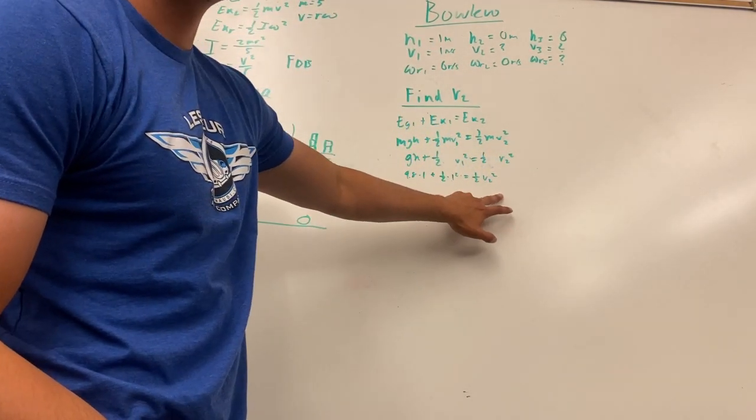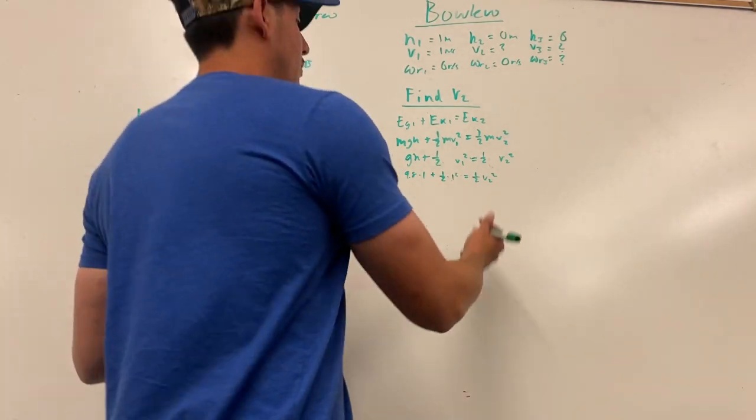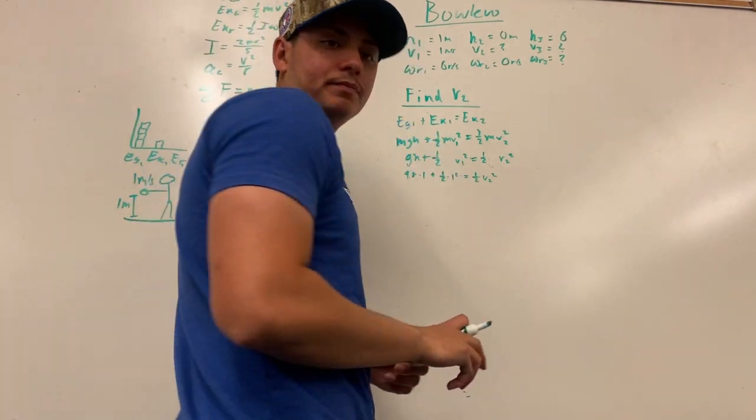After we plug in our values, we can solve for V2 by multiplying by 2 for each side.